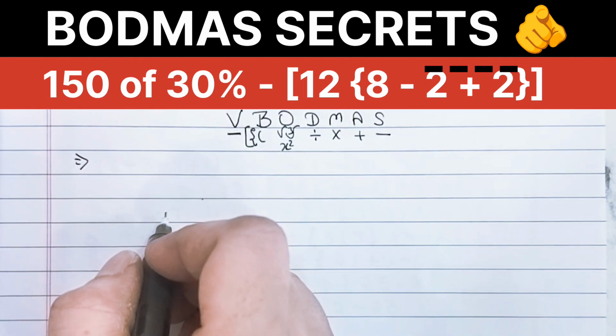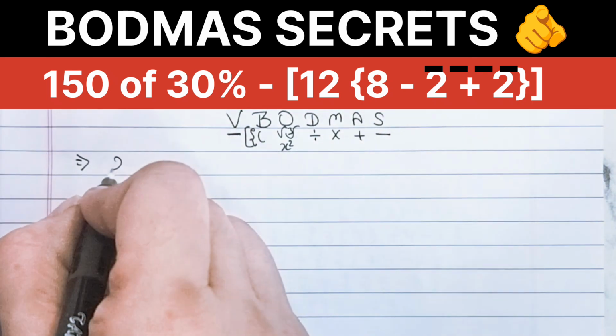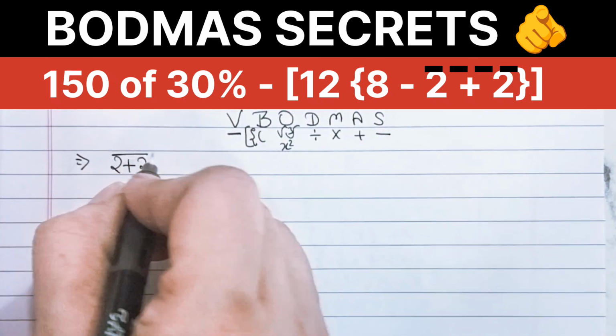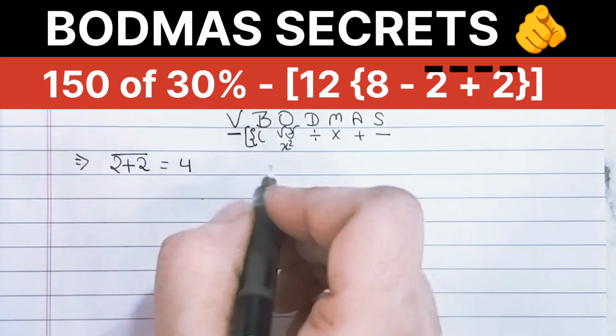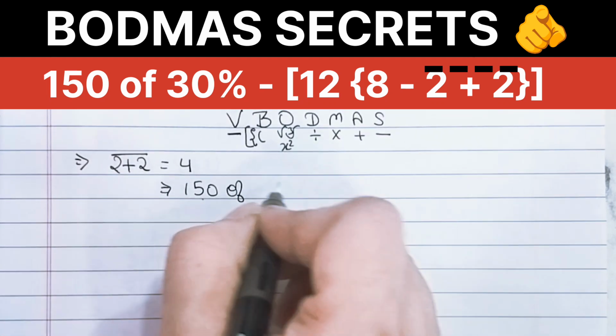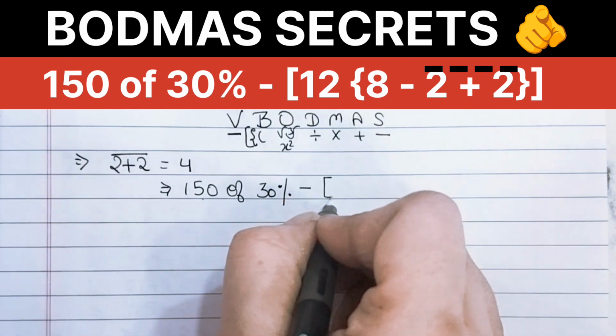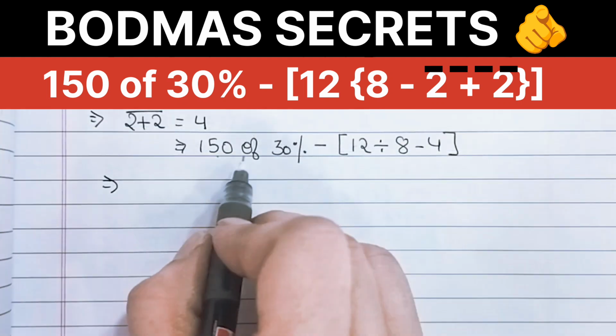Now the first step, vinculum, bar bracket: solve the operation under the bar brackets. Now there is 2 plus 2 equals 4. Now the expression becomes 150 of 30% minus square bracket 12 percentage.